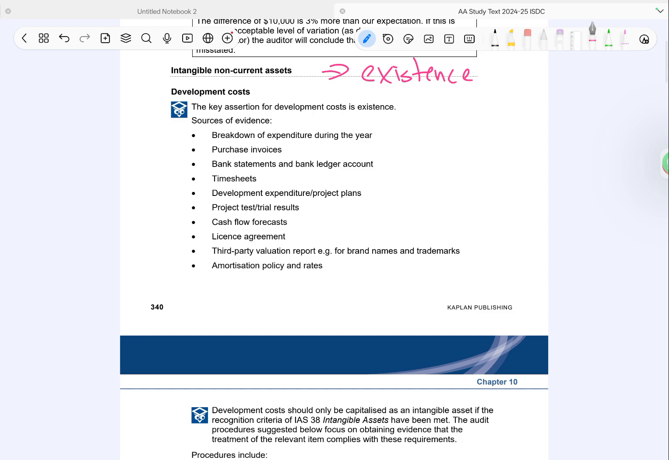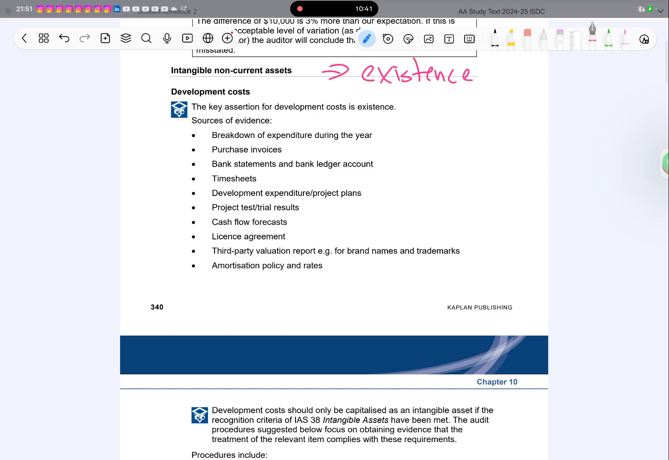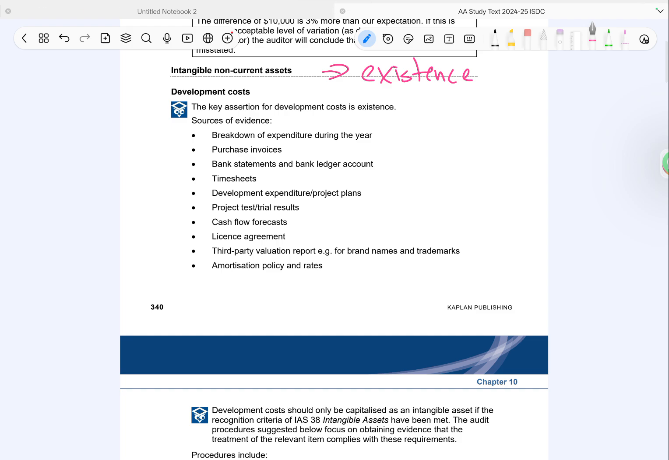Project plans, test results, and cash flow forecasts help support whether the project is viable and meets the criteria for capitalization. Additional evidence may include license agreements and third-party valuation reports, especially for assets like brand names or trademarks. Finally, the auditor should review amortization policies and rates to ensure that the asset is being written off appropriately over its useful life. Development costs can only be capitalized if they meet the recognition criteria under IAS 38.